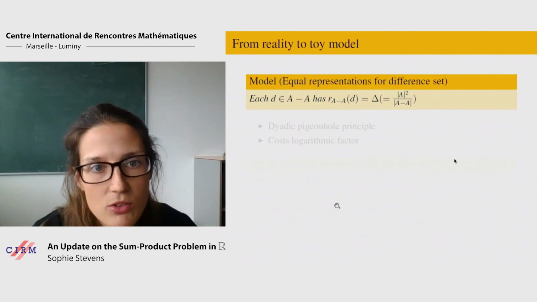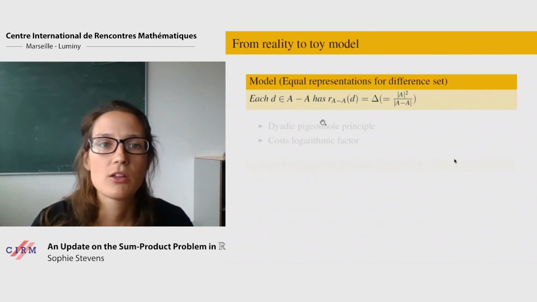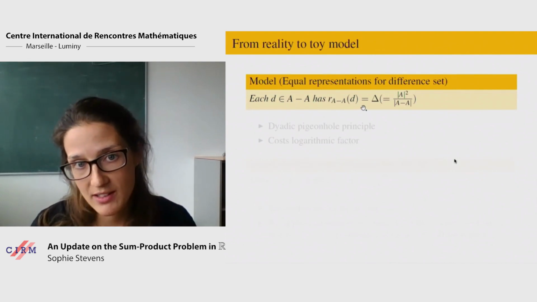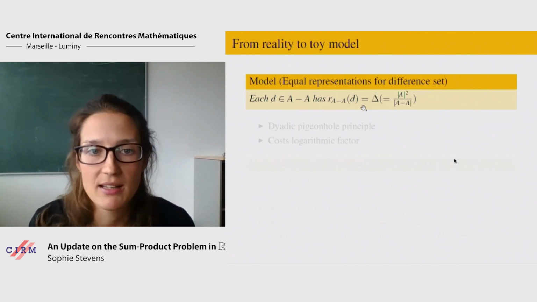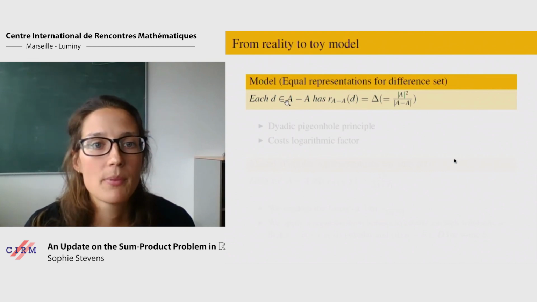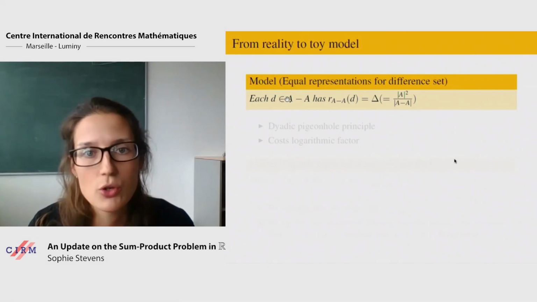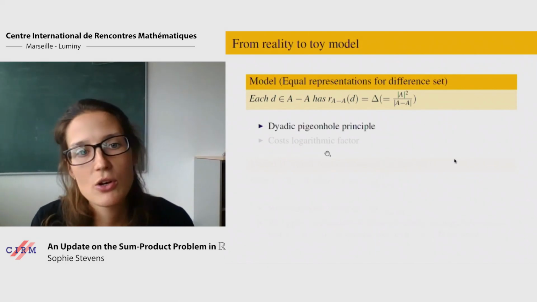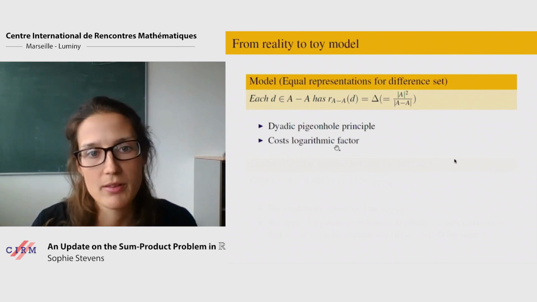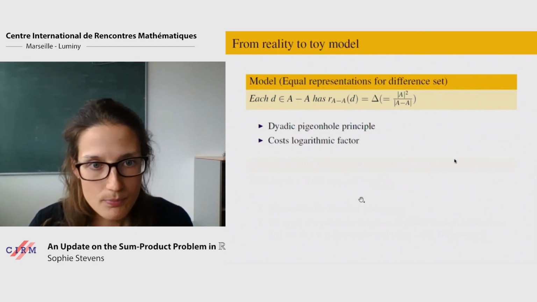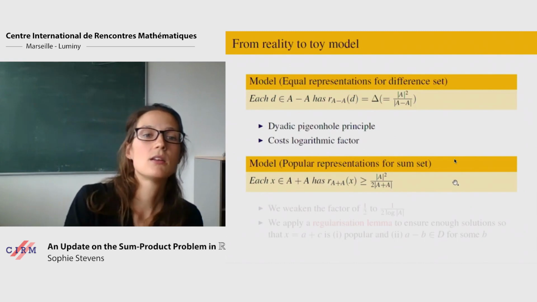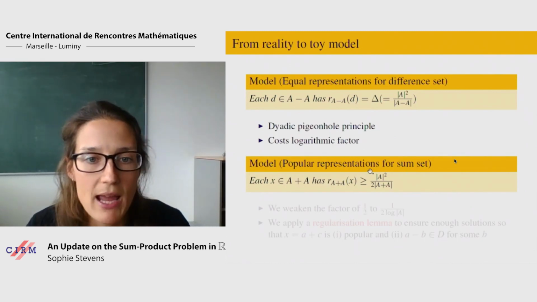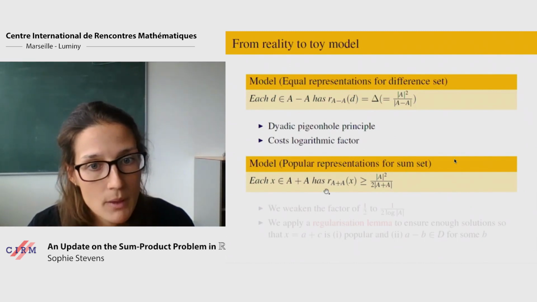So let's remind you what these toy model assumptions were. The first one is saying that every element of the difference set has roughly the same number of representations. This toy model isn't too hard to remove, and we remove it using the dyadic pigeonhole principle at a cost of a logarithmic factor. The second toy model, though, is saying that every element of the sumset is popular.